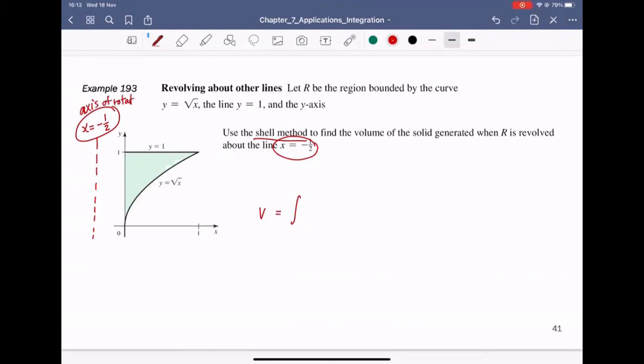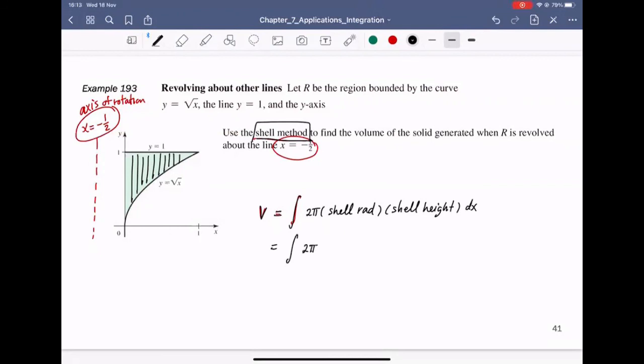So when you have the axis of rotation here, you want to use the shell method. That means you have to draw the line parallel to the x-axis, parallel to the axis of rotation. Well, that means you have to do dx. It's going to be V equal to the integral of 2 pi times shell radius times shell height, and then dx.